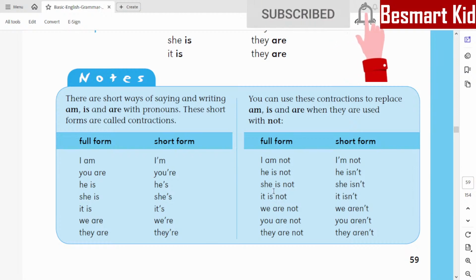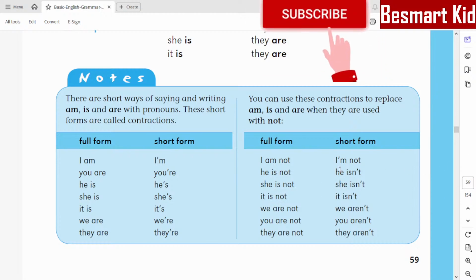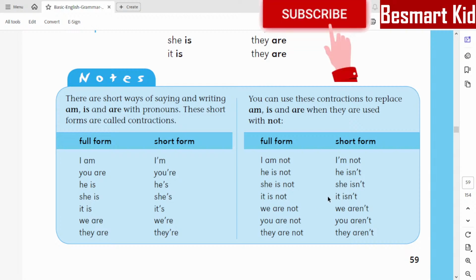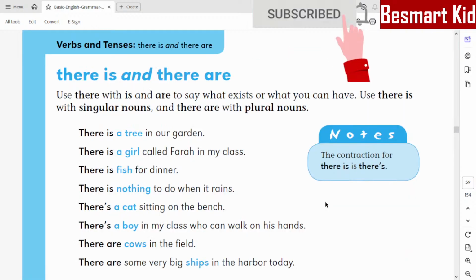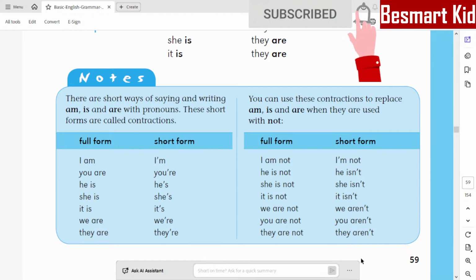I am not is I'm not. He is not is equal to he isn't. She is not is equal to she isn't. It is not is equal to it isn't. We are not is equal to we aren't. You are not is equal to you aren't. They are not is equal to they aren't.